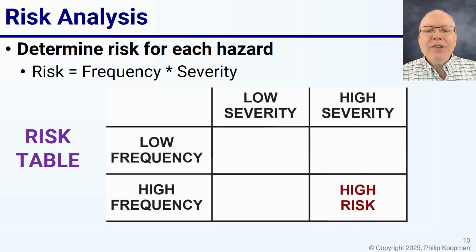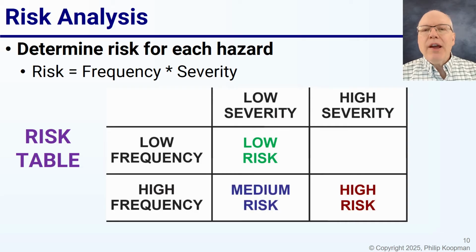So if you have high frequency and high severity, that's going to be high risk. High risk, this does not mean the system will do that in operation. What it means is if you take no effort at all in safety engineering, you're going to end up with a thing that will happen all the time that will be very severe. And so that's high risk. We're going to get to what you do about high risk in a minute, but this is in the system as engineered with no safety engineering. Where do you end up? Low frequency, low severity, well, that's low risk, all right? Low severity, high frequency is medium risk, okay?